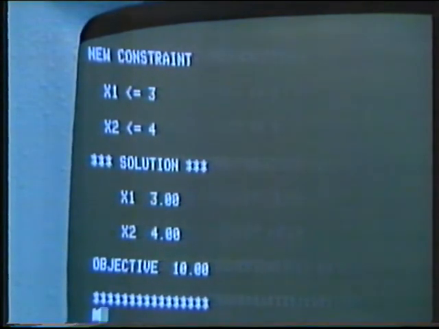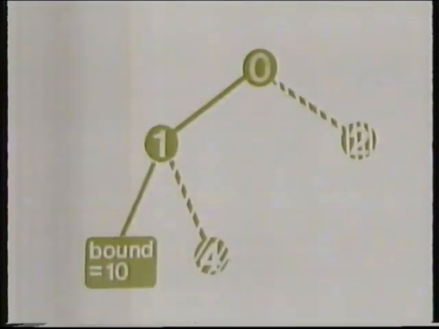Now that is an integer solution. It's the best integer solution we've found so far, so we call it the bound. At this stage we know that the solution to our overall problem must either be this current bound or must be one of our two stored problems. That's problems 4 and 2. So we look at the stored problems. We start by looking at problem 4.